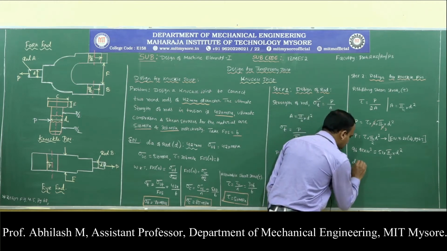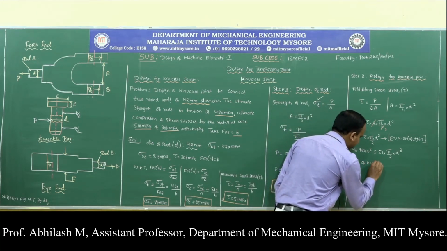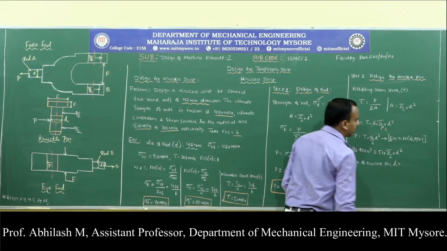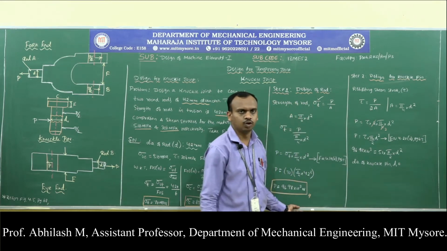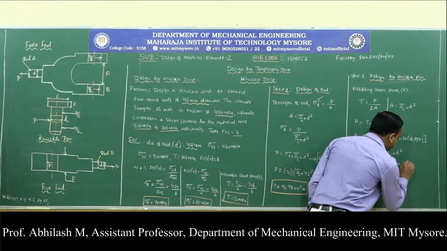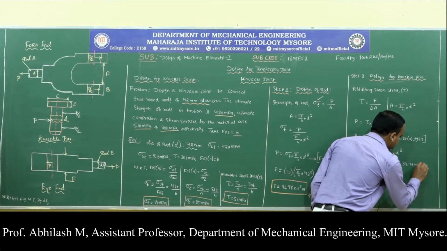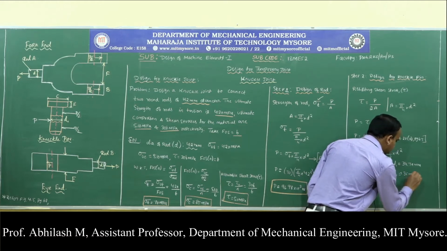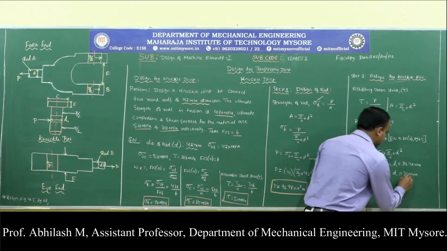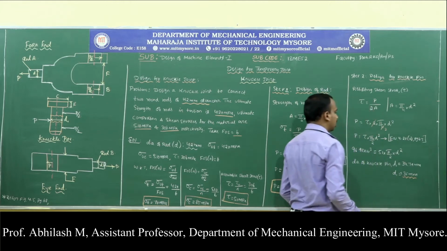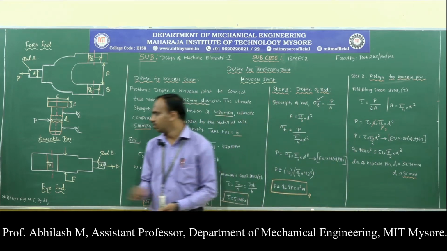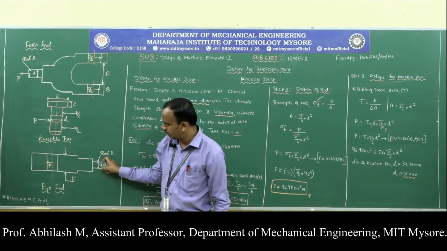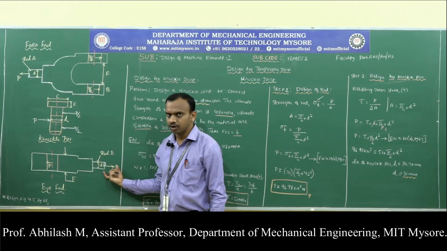After doing the calculation, we have obtained the diameter of the knuckle pin to be 34.79 millimeter. You can approximate that value to 35 millimeter. Now I have identified the diameter d1, I have identified the diameter D, and I have identified the load P.